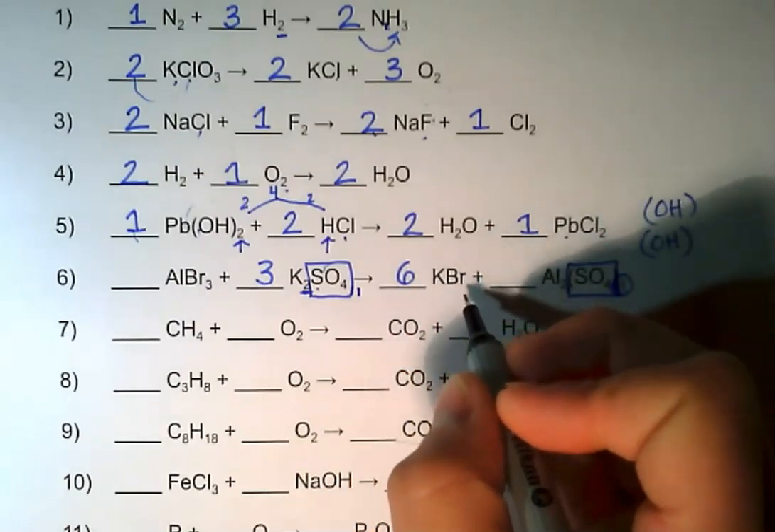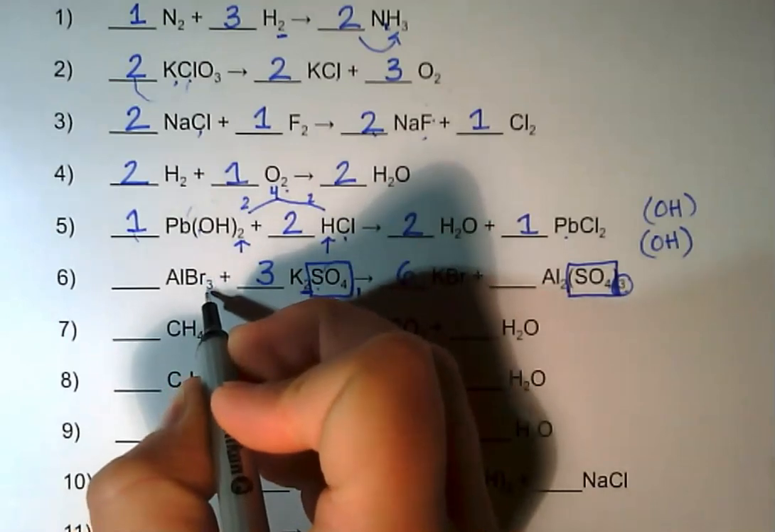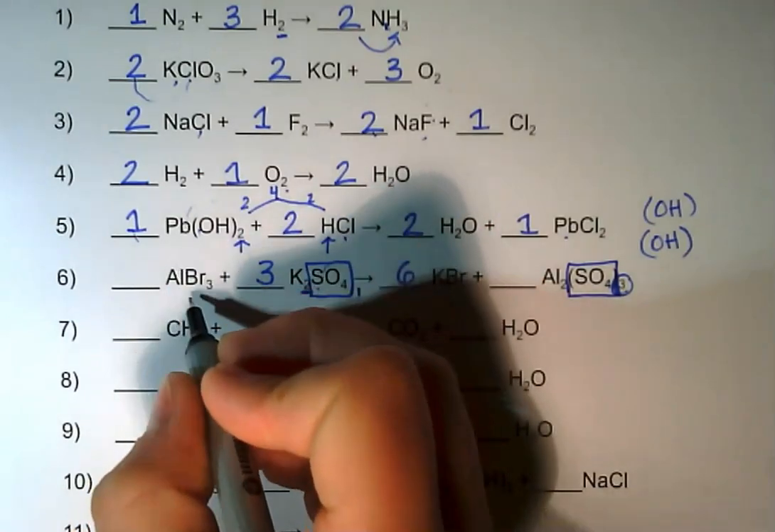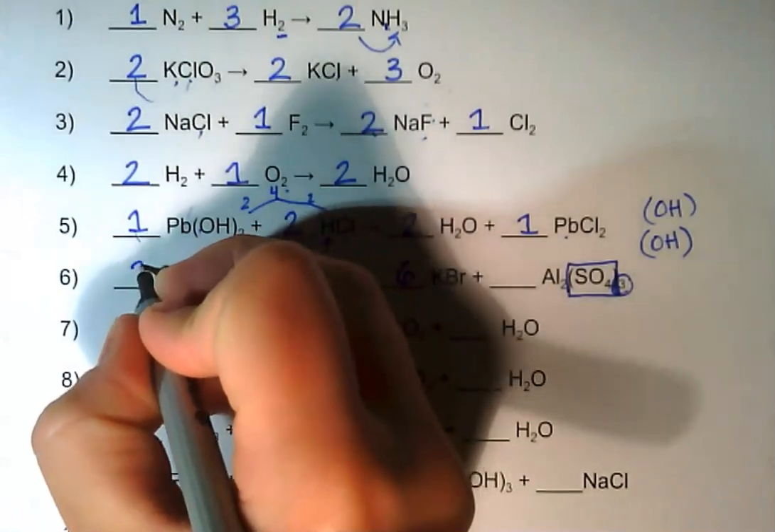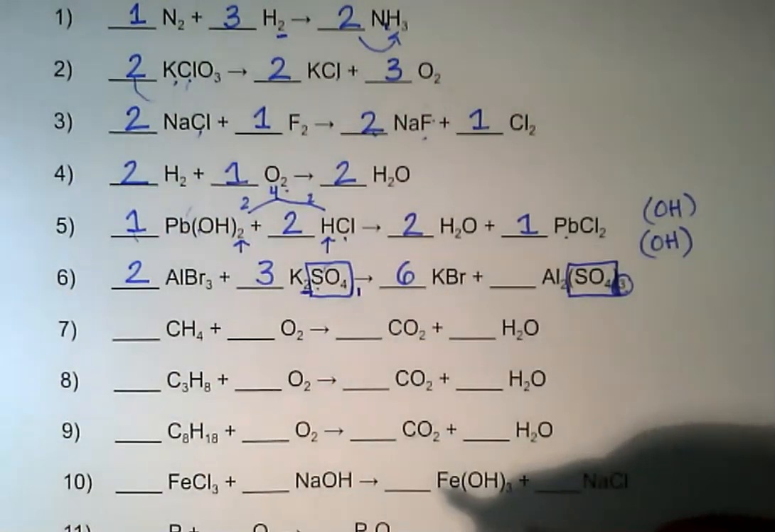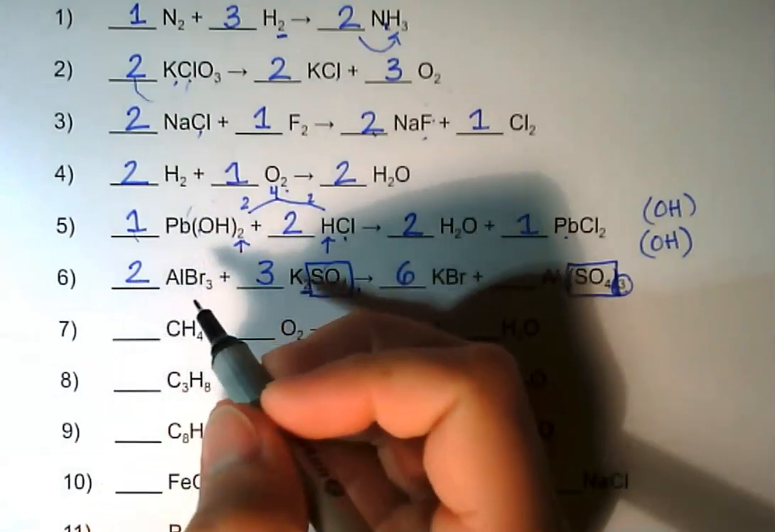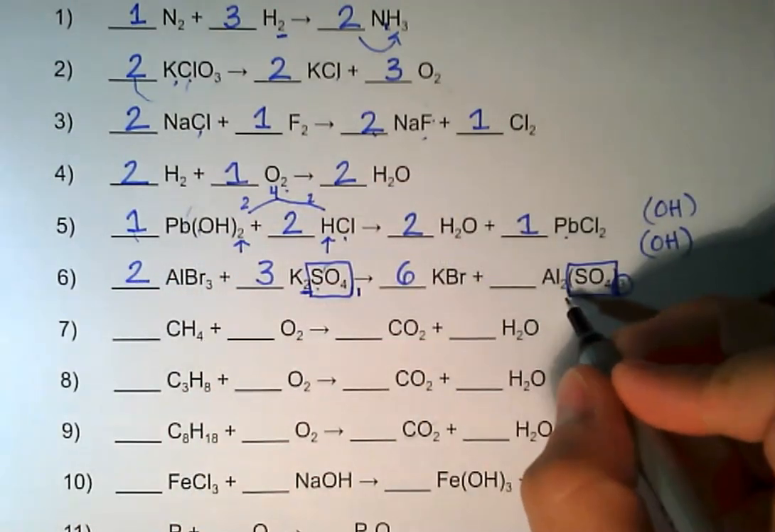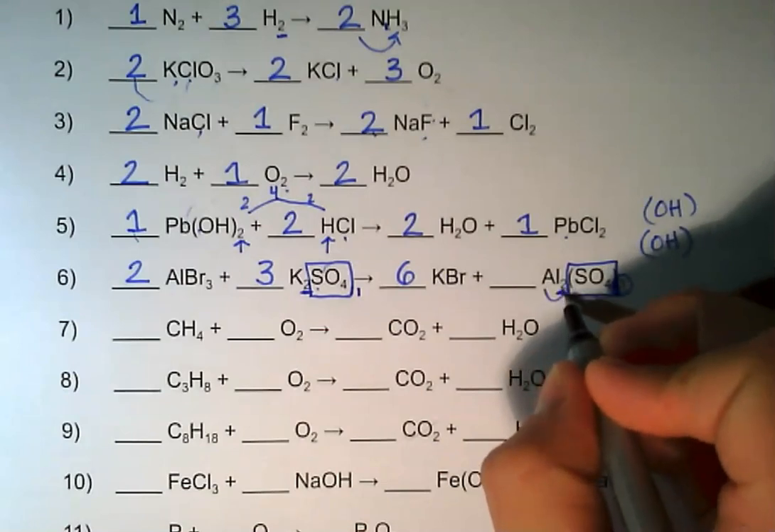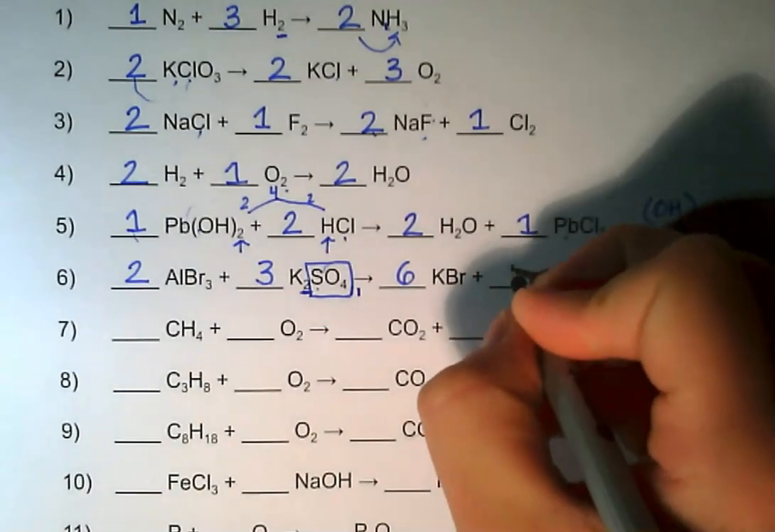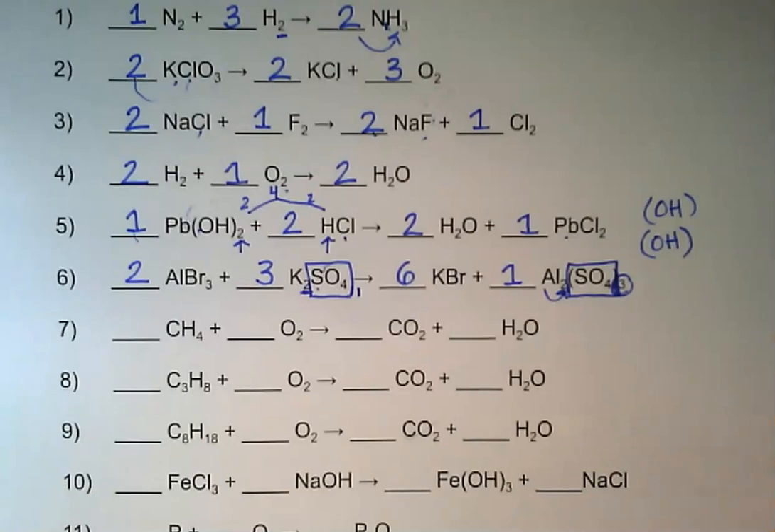6 bromines on the product side, and only 3 bromines on the reactant side. So to make 6 bromines on the reactant side, I'm going to double AlBr3. Put a 2 in front of there. Now I have 2 aluminums on the reactant side, so I'm going to come over and check on the product side. And I actually already have 2 aluminums on the product side, so I'm just going to put a 1 to finish off this equation.